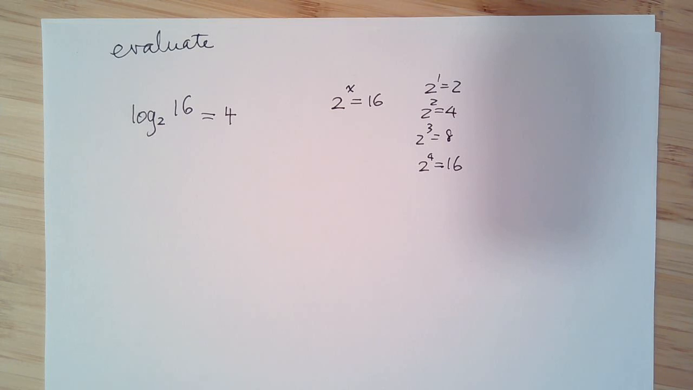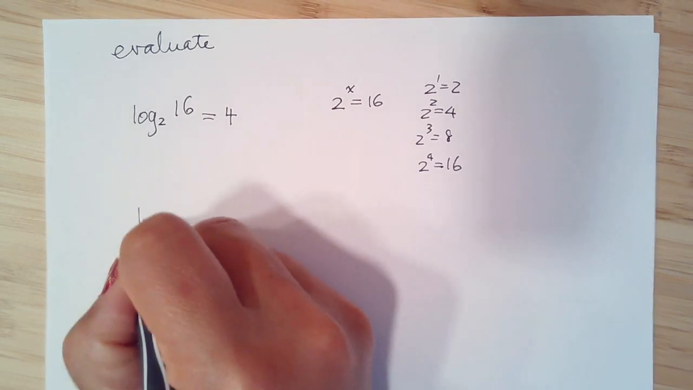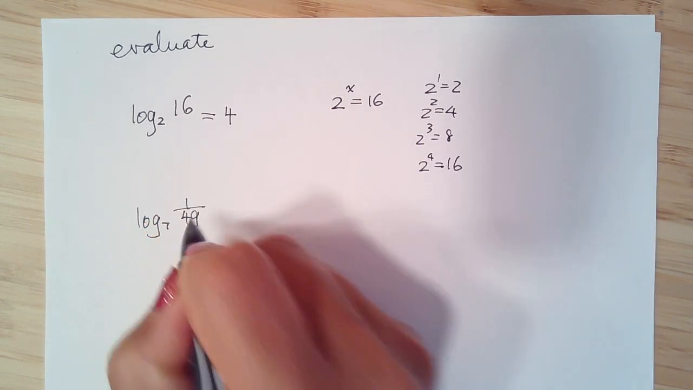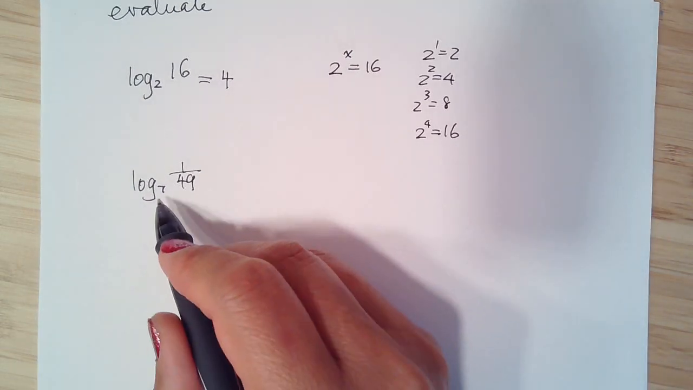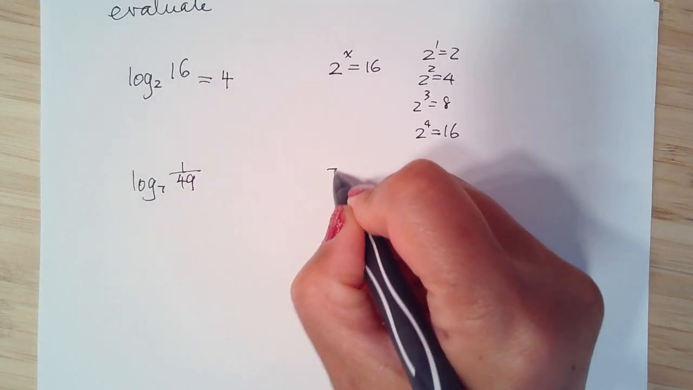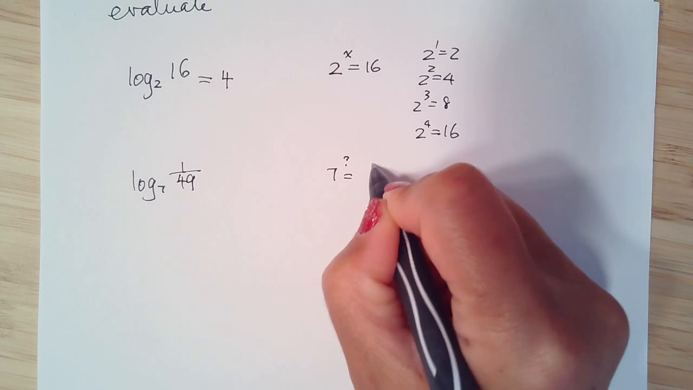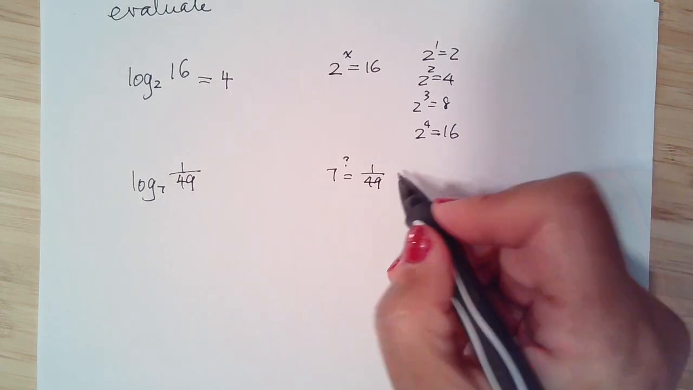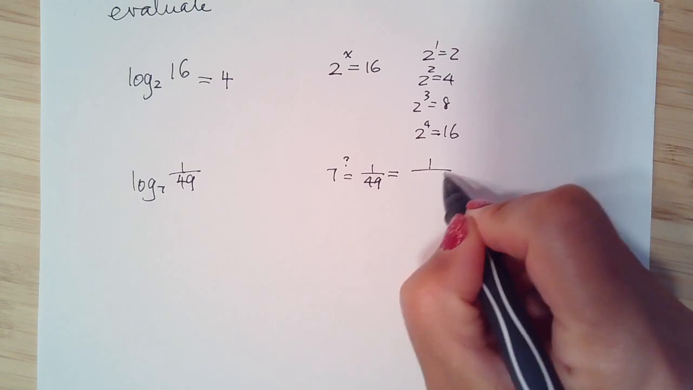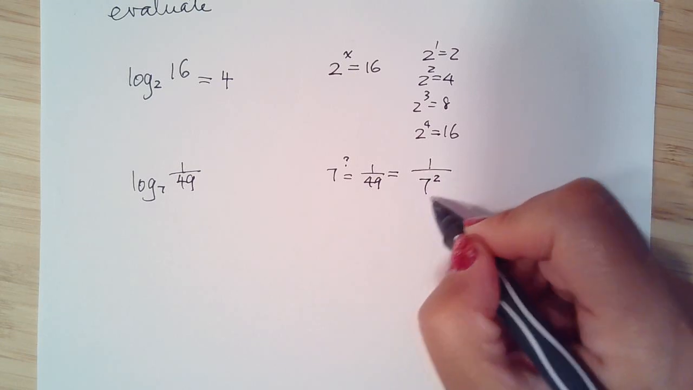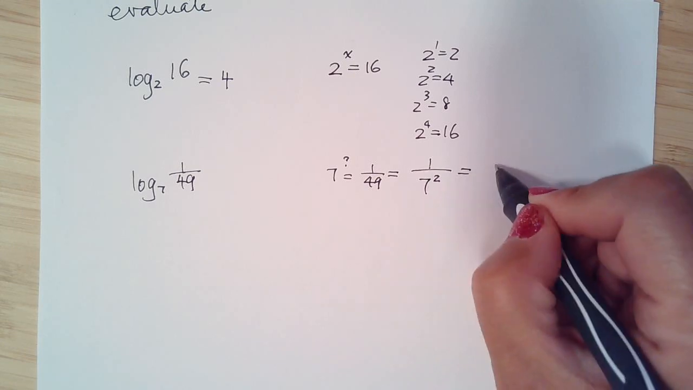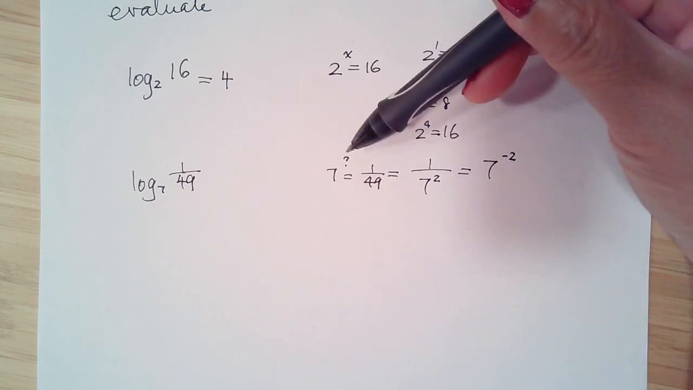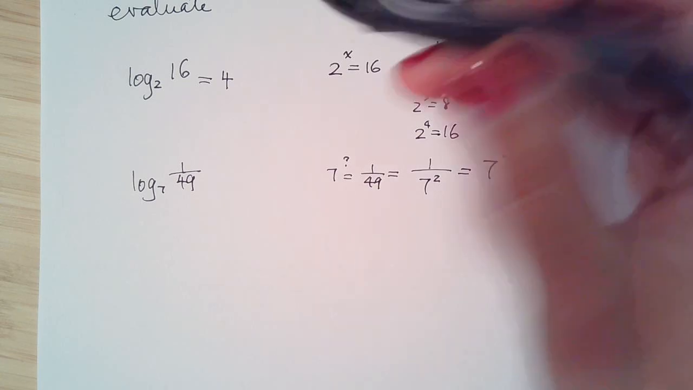Sounds good? Next one. Log base 7 of 1 over 49. Again, 7 to what power is 1 over 49? Can you write 49 as 7 squared? And because it's in the denominator, if I bring that up, the power is -2. Did you get the number you're looking for? See? -2.